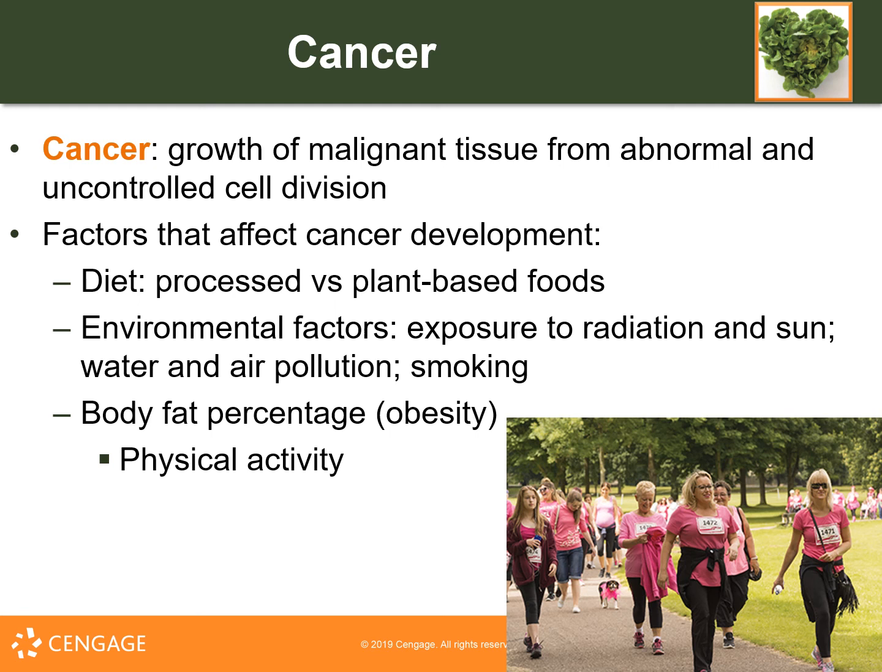Moving on to cancer. Cancer, growth of malignant tissue from abnormal and uncontrolled cell division. Factors that affect cancer development. Diet, processed diet versus plant-based foods. So diets high in fruits, vegetables, whole grains can prevent cancer, while excessive consumption of red meat, alcohol, and processed meats increase your risk. Foods high in salt and saturated fat also increase your risk.